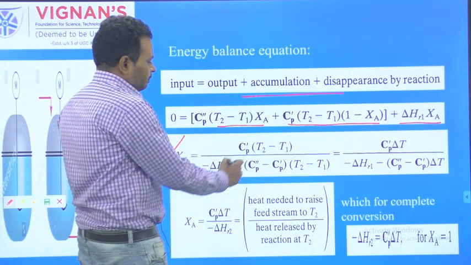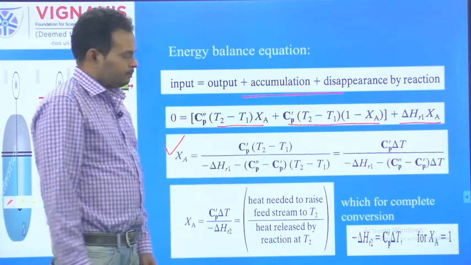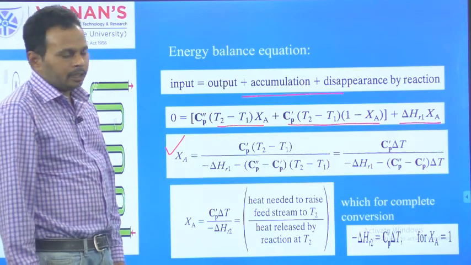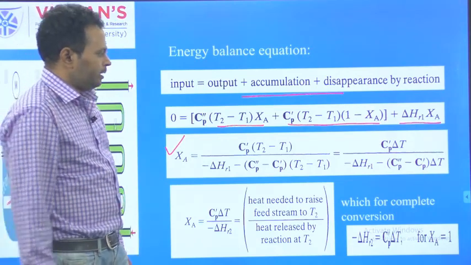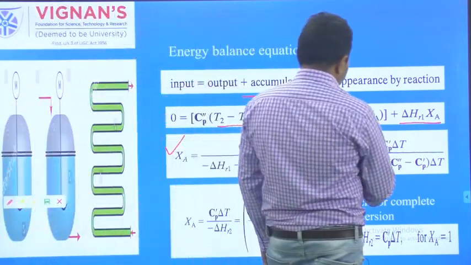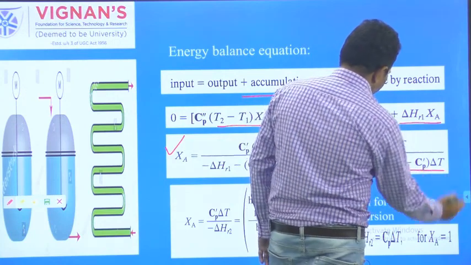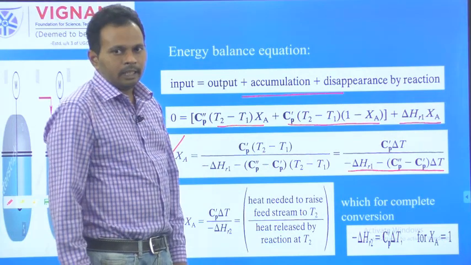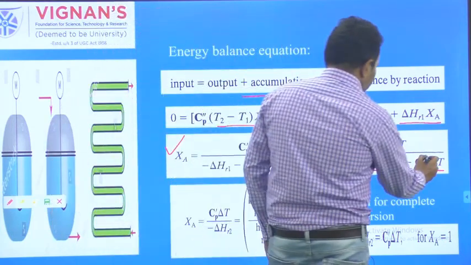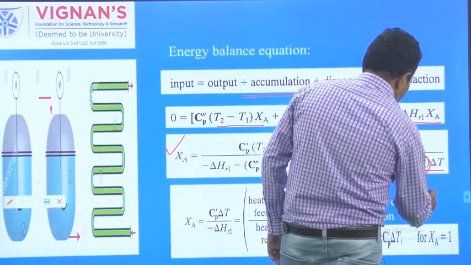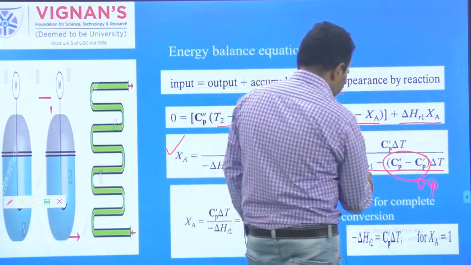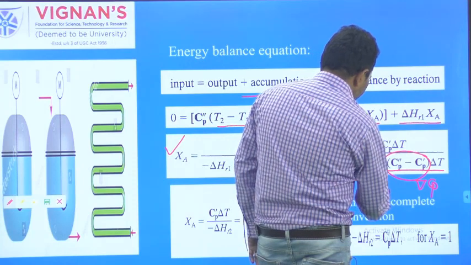XA we are going to obtain as Cp dash into T2 minus T1 divided by minus del HR1 minus Cp double dash minus Cp dash into T2 minus T1. Finally, we obtain Cp dash into delta T by minus del HR1 minus Cp double dash minus Cp dash into delta T. This can be written with del Cp, so in place of this entire term you can write minus del HR2, the heat of reaction at temperature T2.